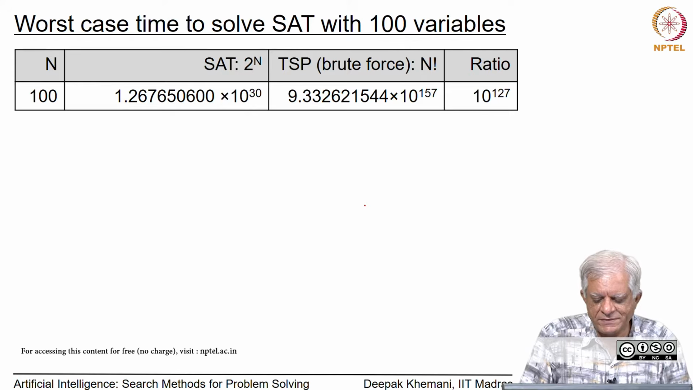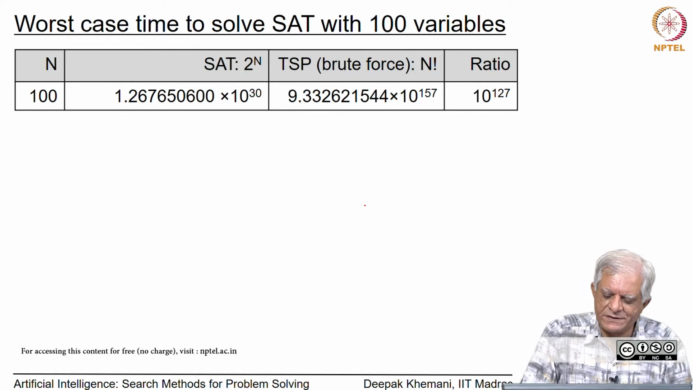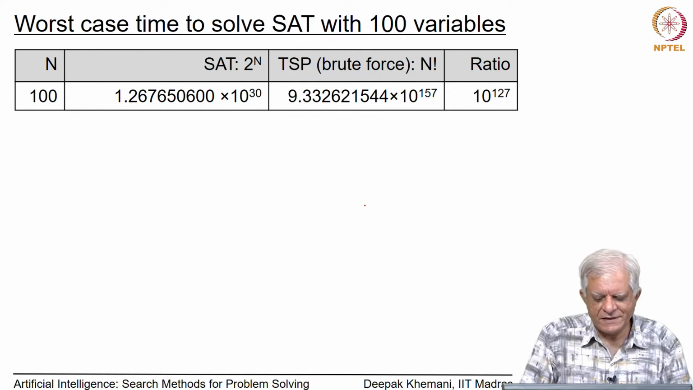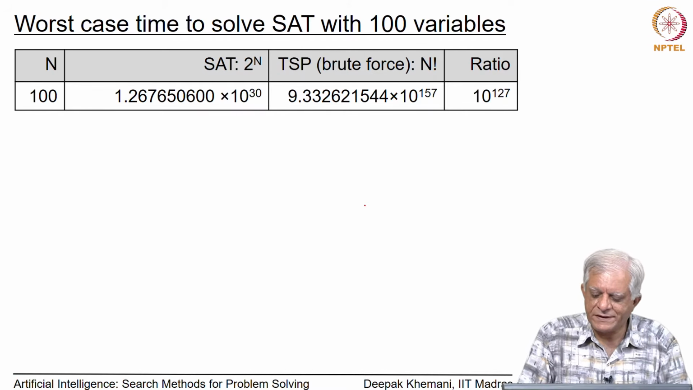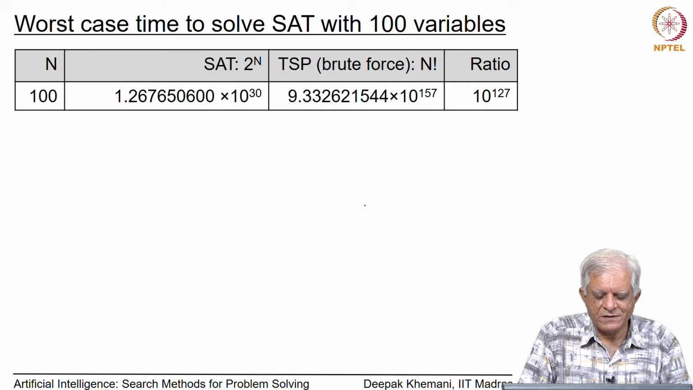For TSP, it is much beyond our comprehension, which is 10 raised to 157. These are the kind of numbers we cannot even make sense of. If you were to consider the fact that it is estimated that the total number of fundamental particles in the universe, in the entire universe, is about 10 raised to 80 or something like that, then a number like 10 raised to 157 simply boggles the mind, I think.